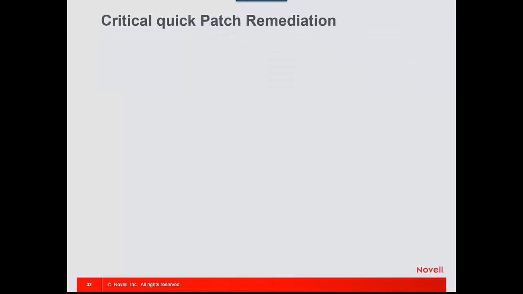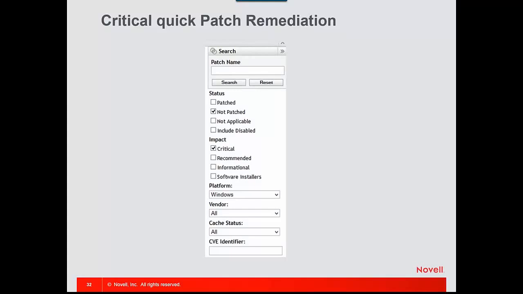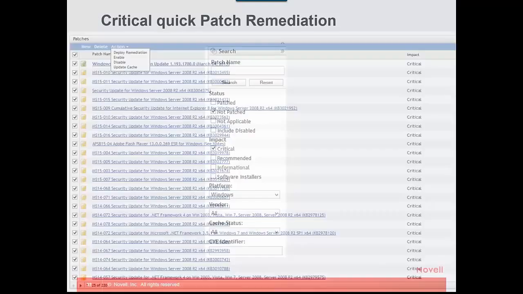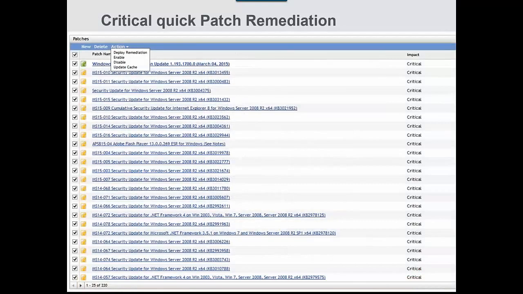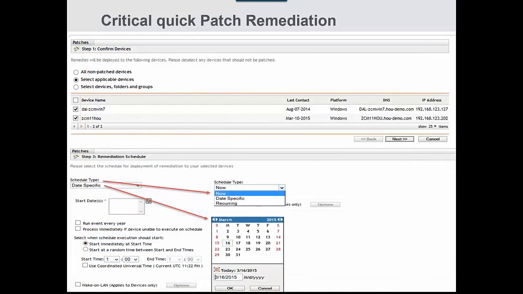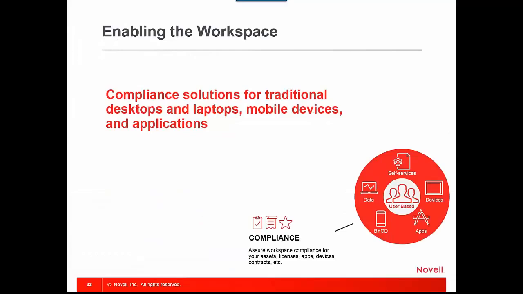Okay, so moving into critical quick patch and remediation. All right, let's do this. So how about clicking into the ZENworks Control Center, selecting patch management on the navigational panel, going to find those critical patches needed, then selecting what you want, and then deploying it either now or based on a schedule. That's how easy it is. Once you select the devices and the schedule and so forth, then basically you're good to go. That's how simple it was.